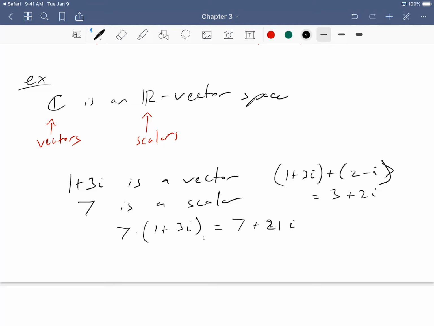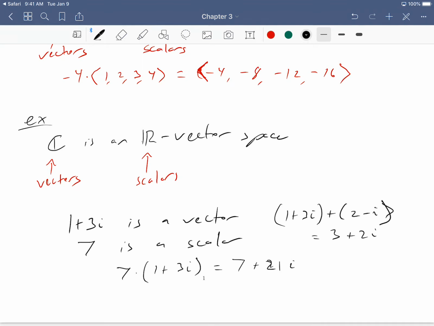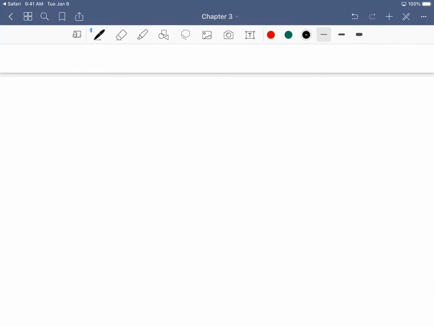So this maybe feels a little bit different, but it obeys all of those rules. I have addition over C. It's an abelian group under addition. And I have this scalar multiplication. I know how to multiply vectors from C by real numbers. All right, here's another one.